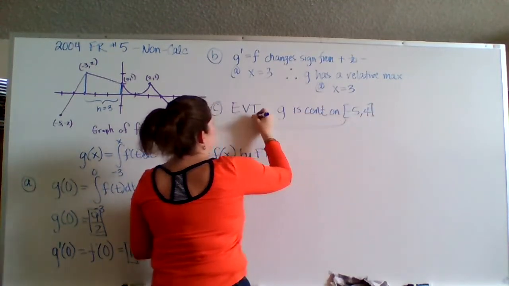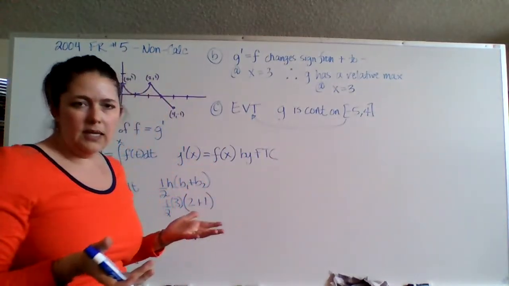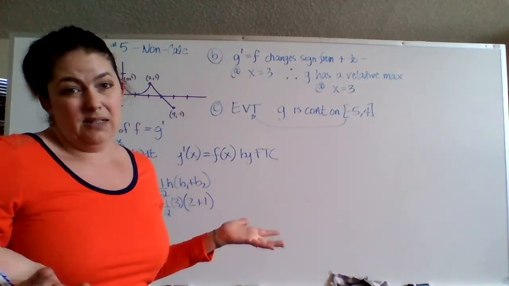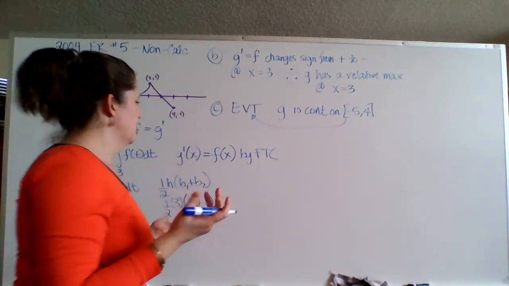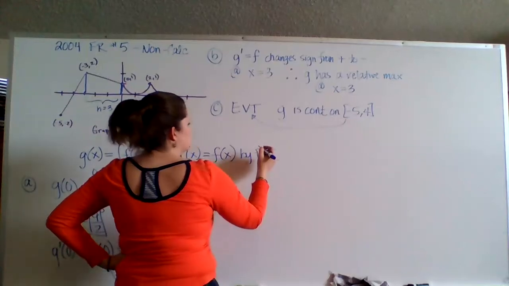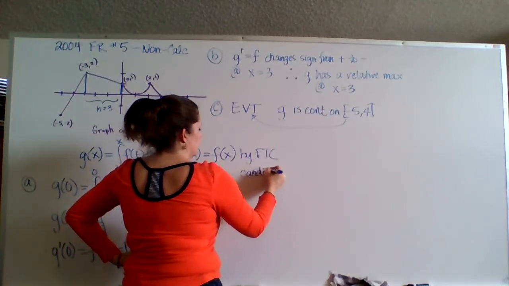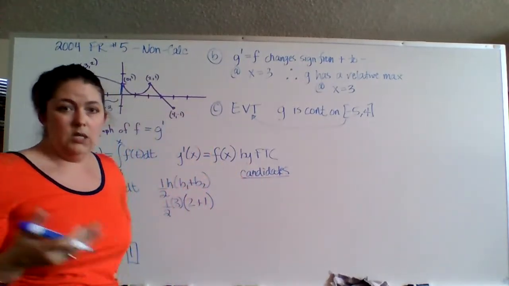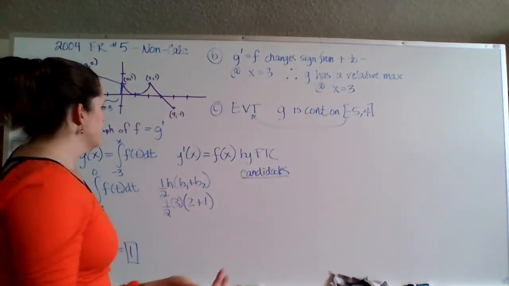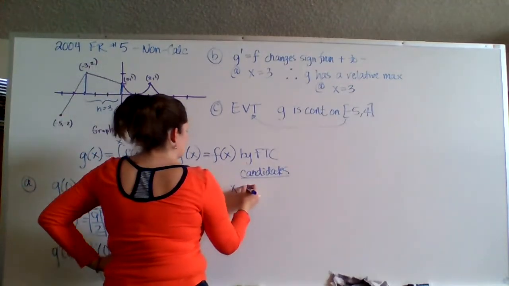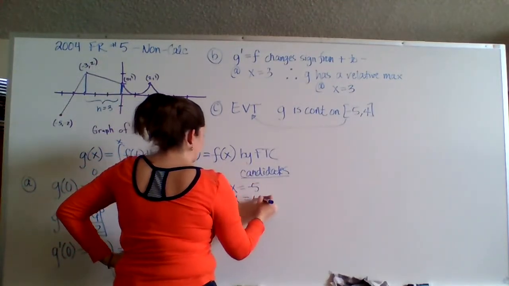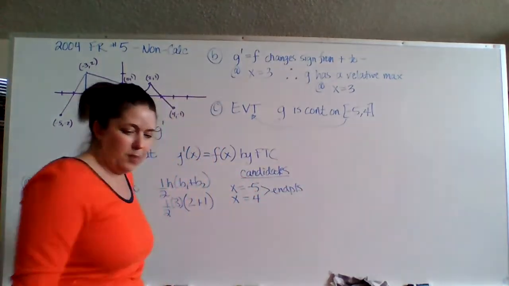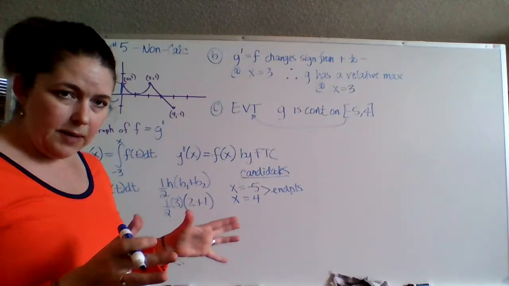And then doesn't that mean EVT applies? I don't know that they actually expect on EVT problems you to state the hypothesis. That is the hypothesis. Yeah, they've said before that your justification is just doing the candidates test. So let's list out our candidates so we know which ones we're going to be testing, right? So we have our endpoints, x equals -5 and x equals 4.